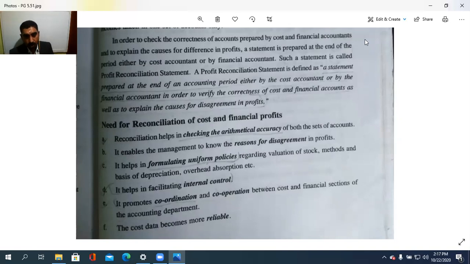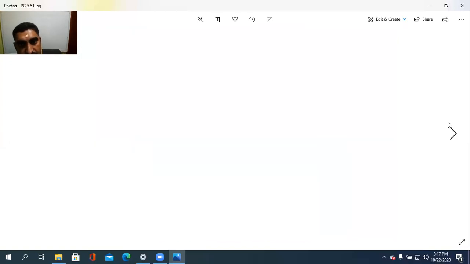Then it promotes the coordination and cooperation between cost and financial sections of the accounting department, and the cost data become more reliable.